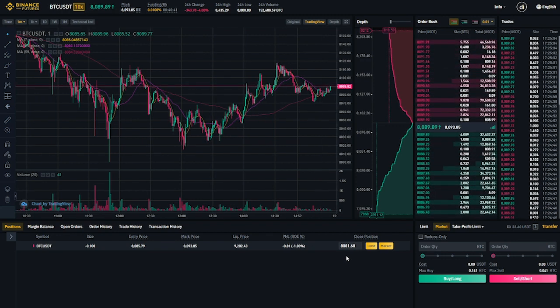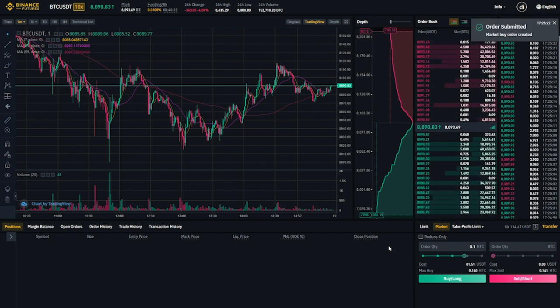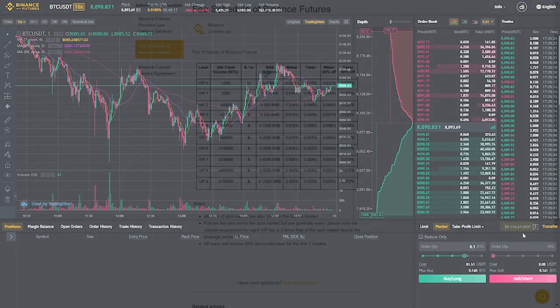Now, if you want to close this position, there are two options. A market close is instant, and you close at the best available spot price. The limit close lets you provide a price at which you would like to close the position. Once the market reaches the price, the position will be closed. As soon as you hit the market button, your position will be closed and you will see the funds going back to your margin account.